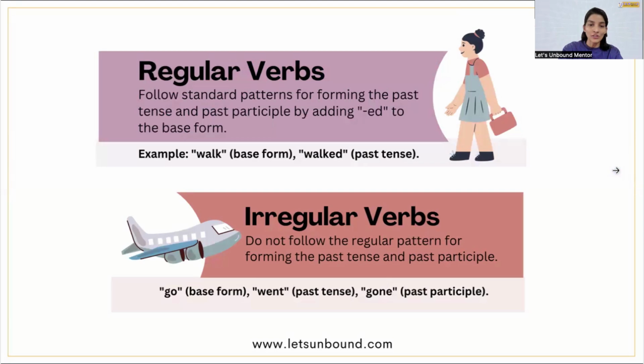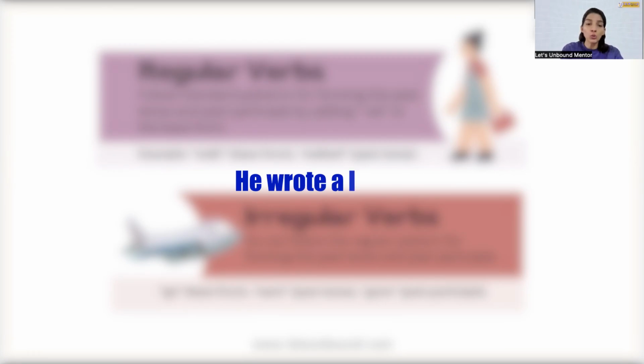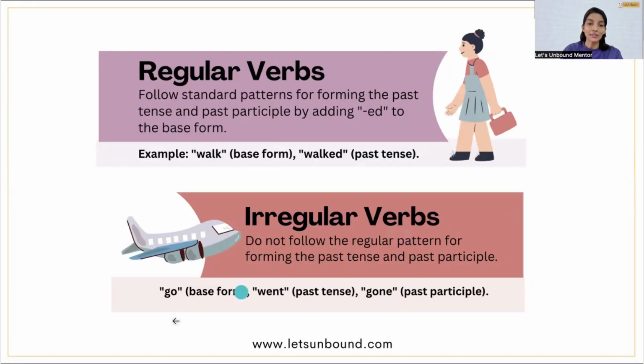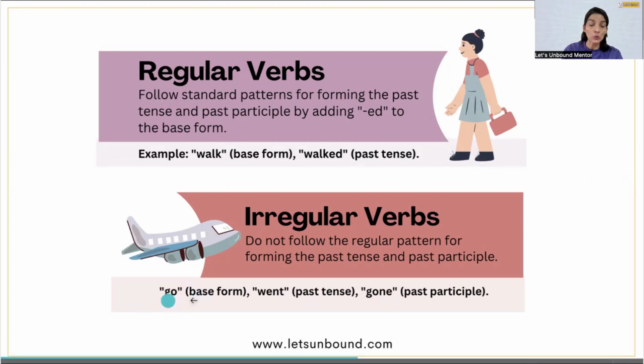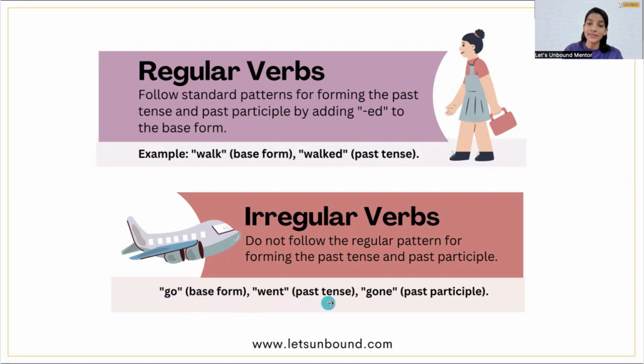Now, what are irregular verbs? So, irregular verbs do not follow the regular ed or d pattern to form their past tense or past participle. As an example, he wrote a letter. Now, wrote is the past tense of the irregular verb write. Okay. So as you can see here as well, there's a word go. Go is the base form and went is the past tense, whereas gone is the past participle.